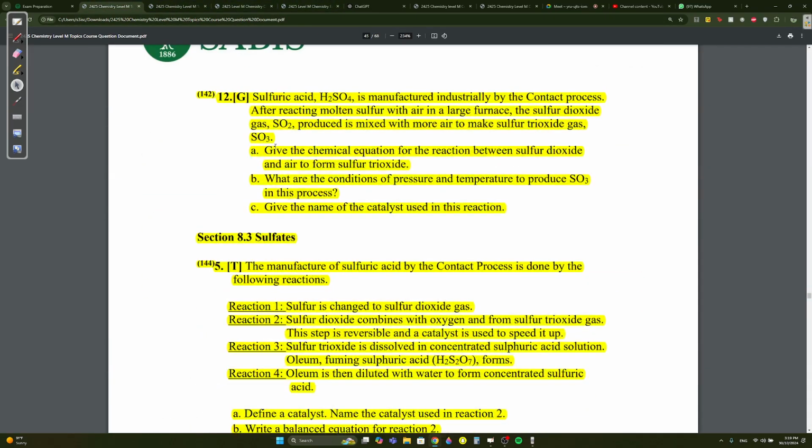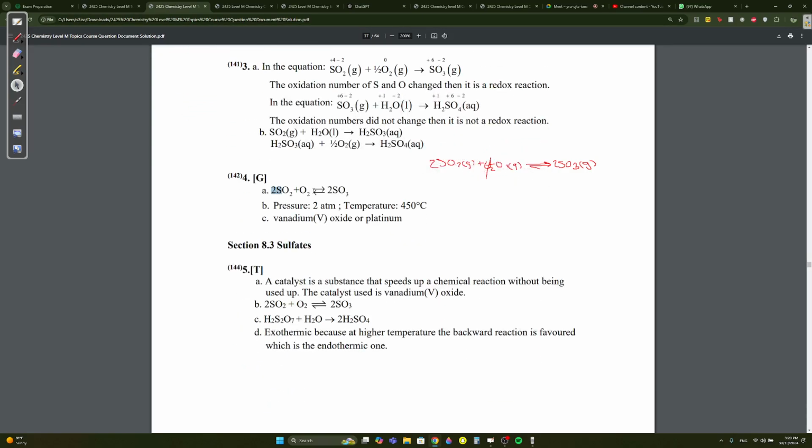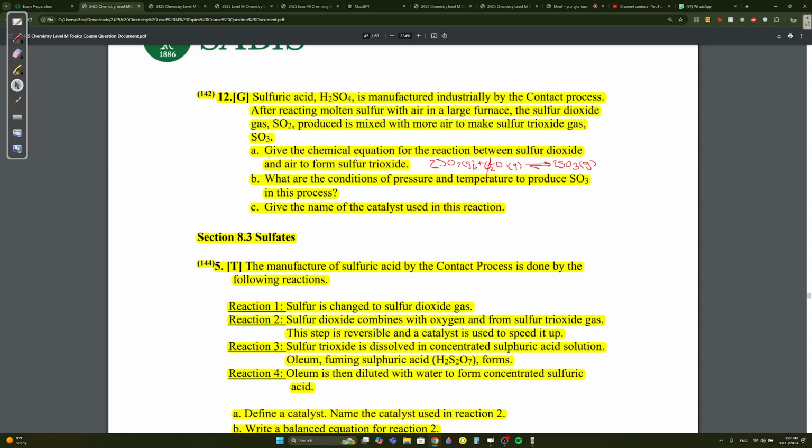Question 4, I think it's a contact process. H2SO4 is manufactured by the contact process. After reacting molten sulfur with air, the sulfur dioxide gas SO2 is mixed with more air to produce sulfur trioxide gas. Give the chemical equation between sulfur dioxide and air to form sulfur trioxide. SO2 gas plus half O2 gas produces SO3 gas. This is a reversible reaction. If you want to multiply the whole equation by 2, you're going to get 2 and 2 here. The 2 here cancels. You can get that, but it depends on what they ask. If they say small numbers, you use that. See here, they got that.